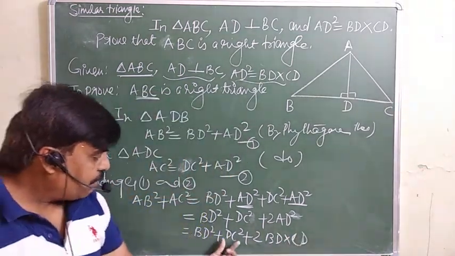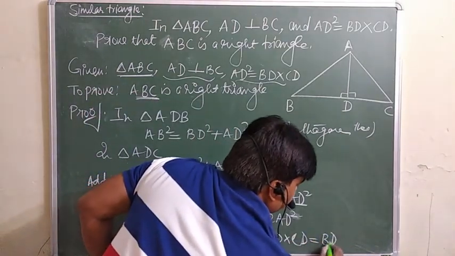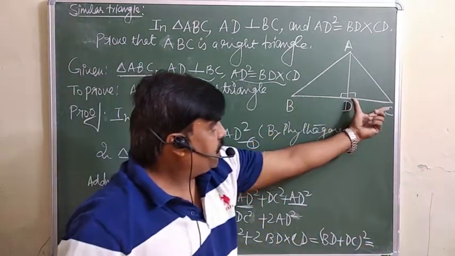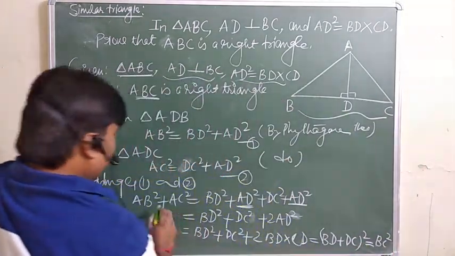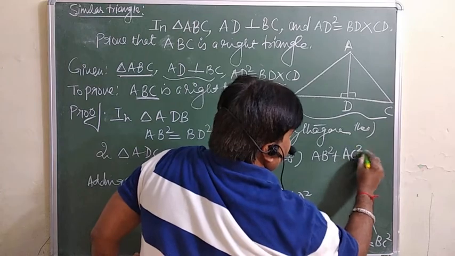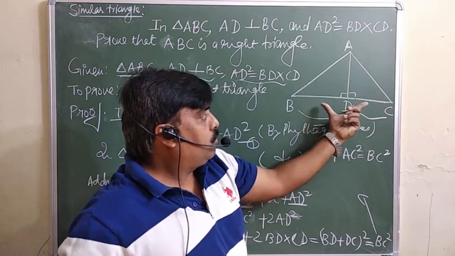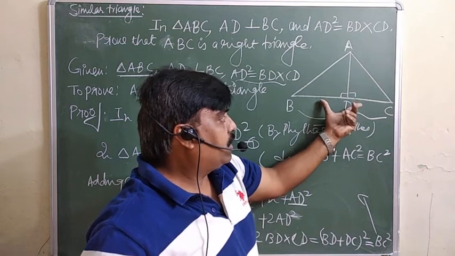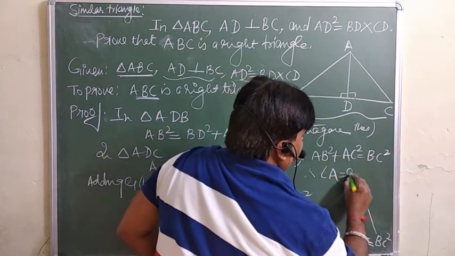And this is like a square plus b square plus 2ab. So this can be written as BD plus DC whole square. And BD plus DC, that you can write down, this is BC. So what you are getting? This is BC square. So finally you are getting AB square plus AC square is equal to BC square. So you are getting sum of the square of the two sides is equal to the square of the third one. So by the converse of the Pythagoras, the third side's opposite angle will be 90. So therefore you can say angle A is equal to 90.